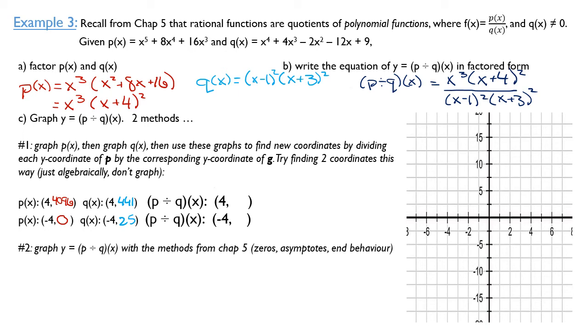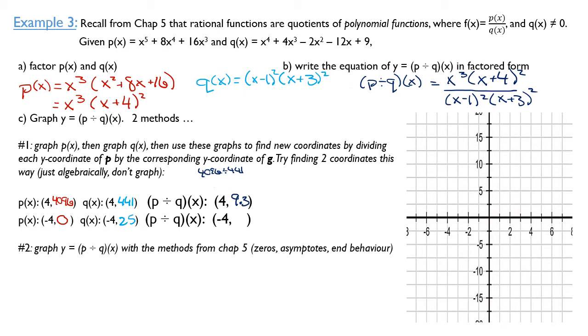So what is P at x divided by Q at x? So at 4, we're not dividing the x values, we're dividing the y values. So we're taking 4,096 and dividing it by 441. We're not changing the x value, just the y value. So that's about 9.3.